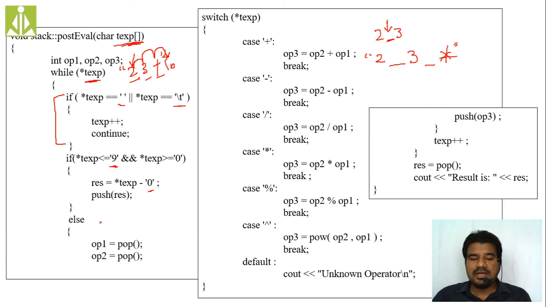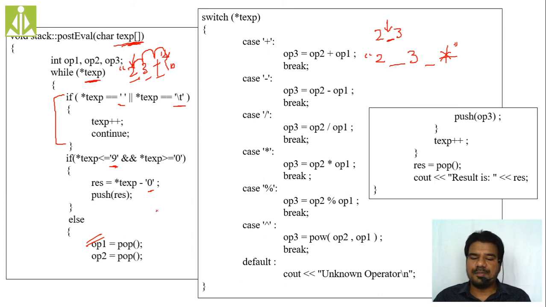So if it is not an operand, it is going to be an operator only. Because in a postfix expression, we are going to have either operands or operators. Nothing else. No opening bracket, no closing bracket, nothing. So if it is not an operand, then it will be an operator. So what we have to do? Pop two operands. Operand 1, pop. Operand 2, pop. We are popping two operands from the stack. So immediately what we have to do?